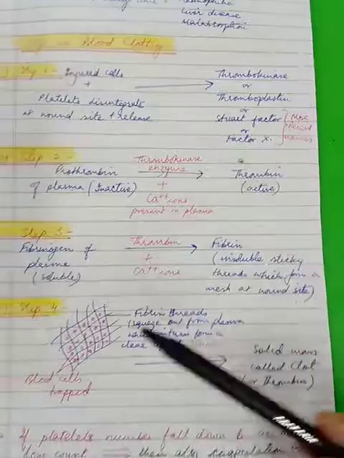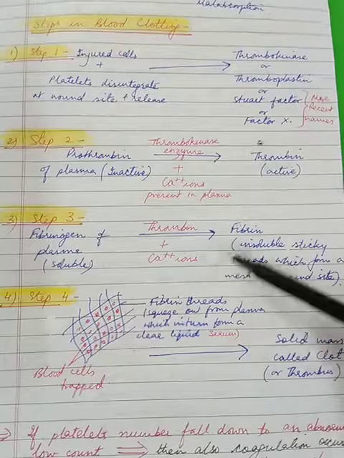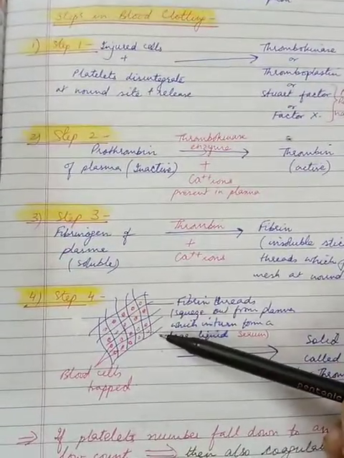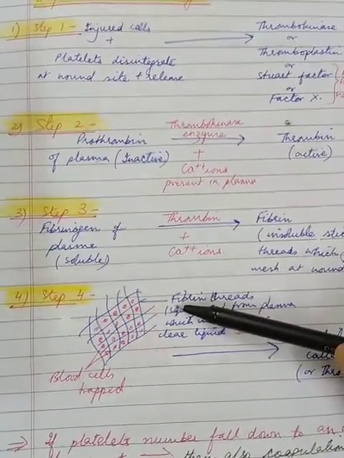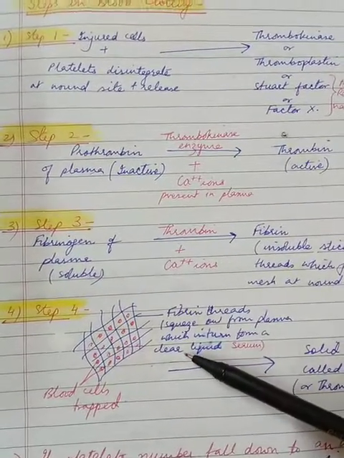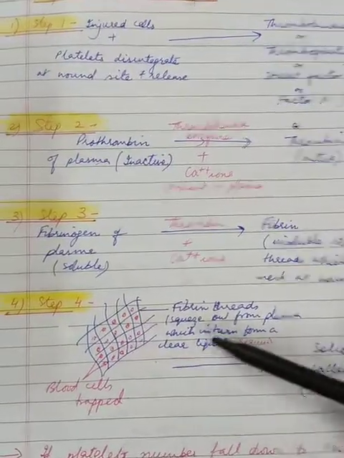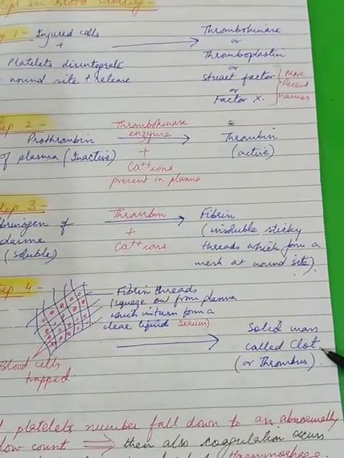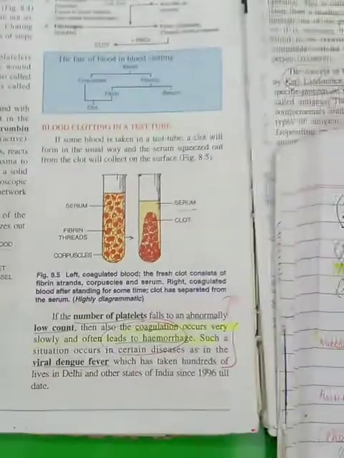All right. Then the fourth and the last step is when the blood cells are trapped. See, these threads that are formed, fibrin, they're sticky. So whichever blood cells come in contact, they will be trapped. Now the threads start shrinking and they squeeze out from the rest of the plasma in the form of a clear liquid called serum, right? And when the liquid has been cleared out, the solid mass that is left behind will be called a clot or thrombus. See, I'll show you by a diagram given at textbook page number 92.